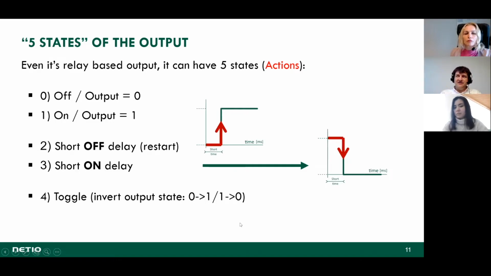So we have 5 states for each output we can use. The first 2 are for read and write. The next ones are only for reading. No changes is also for reading. That's why in actions we will sometimes talk about 0 till 5.